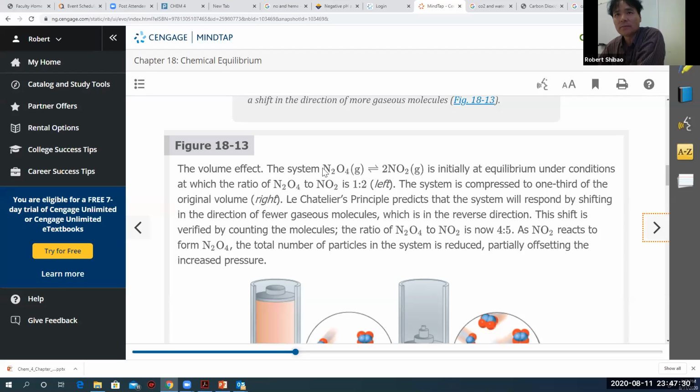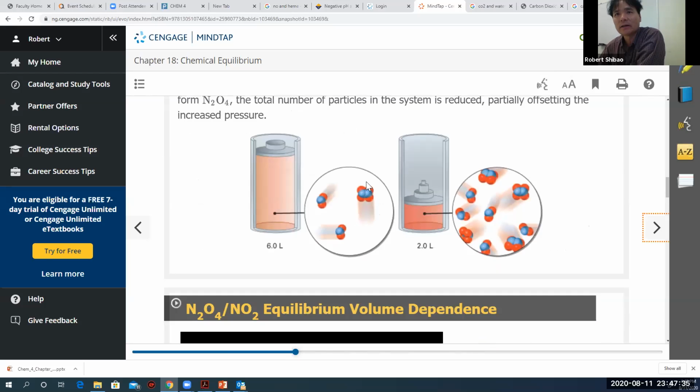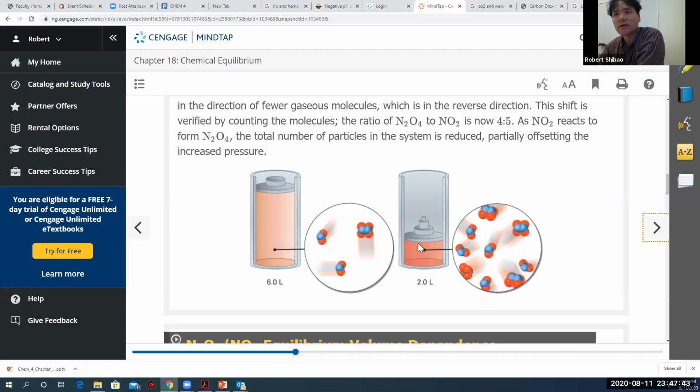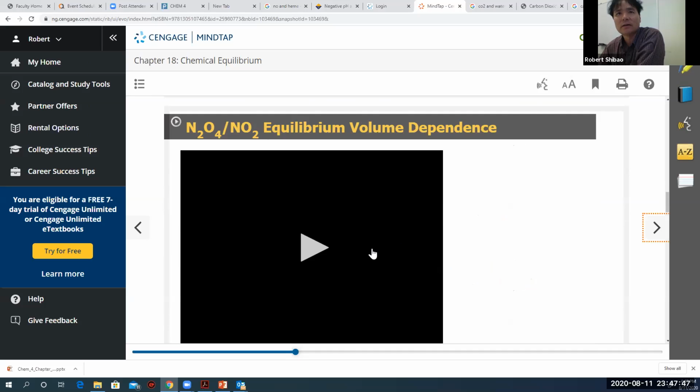If it's equal, let's say I'm going from 2 moles to 2 moles, then it doesn't matter. Volume has no impact. And so expanding this will favor the right, NO2. Decreasing the volume favors the left, N2O4. It's hard to see in that.